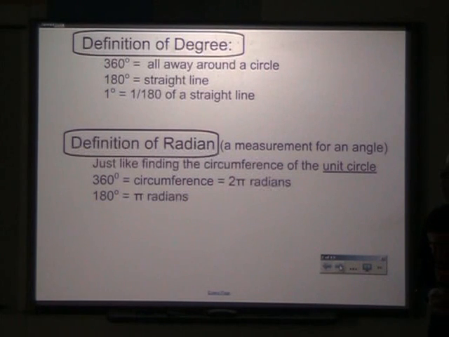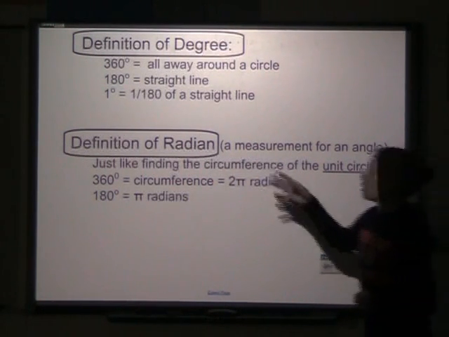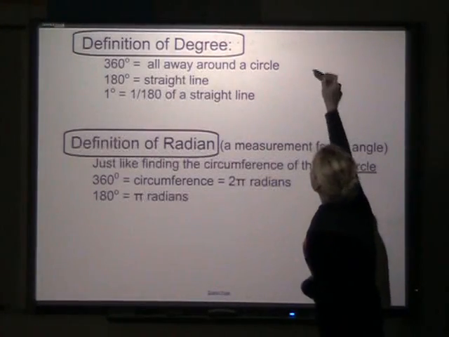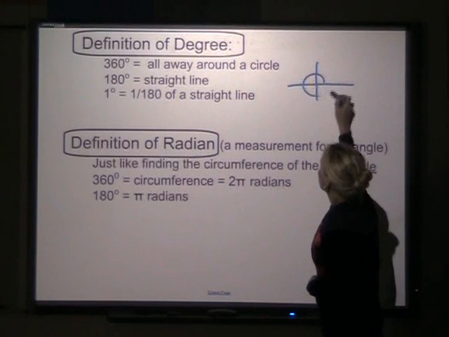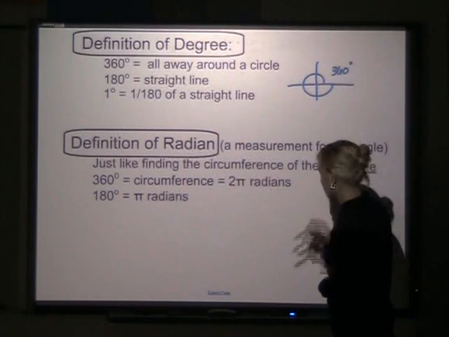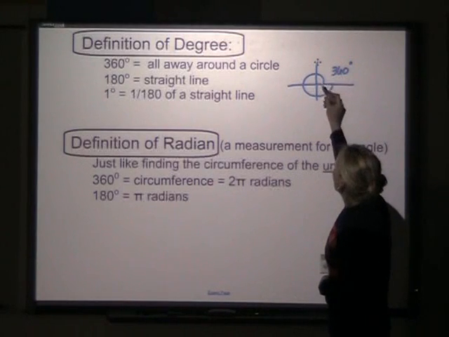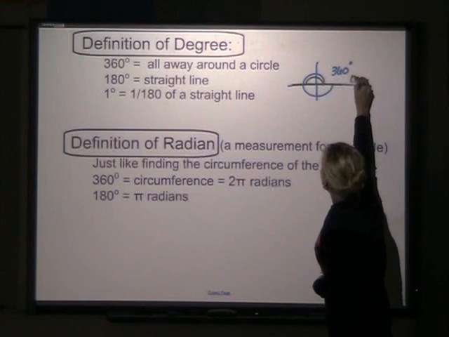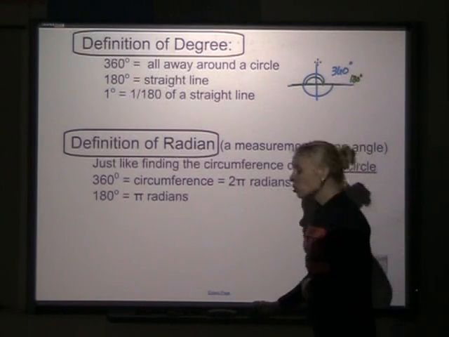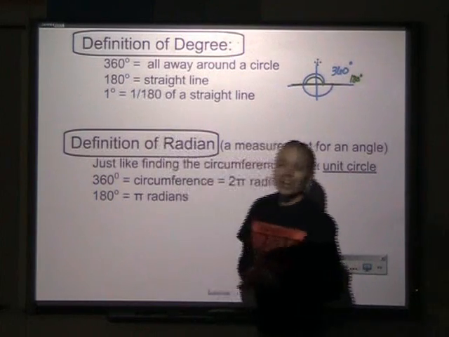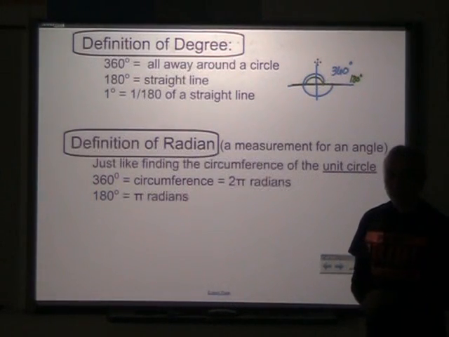All right, in chapter 5 we talked about the definition of degree. A degree can be measured 360 degrees all the way around a circle. You also learned in geometry 180 degrees is halfway around the circle, or a straight line. So actually the definition of a degree is 1/180th of a line.